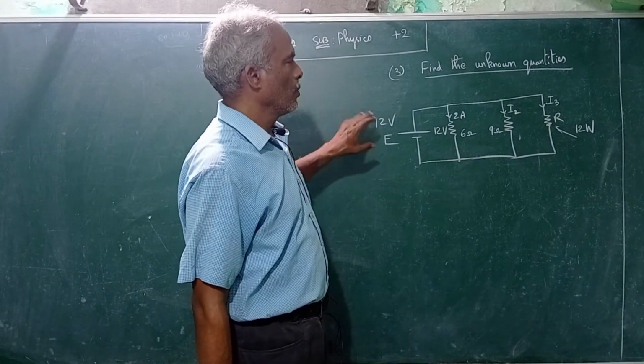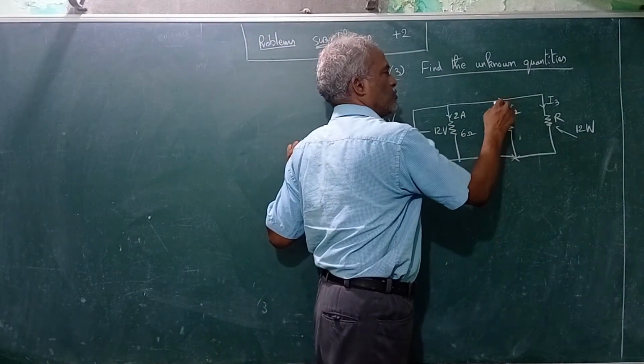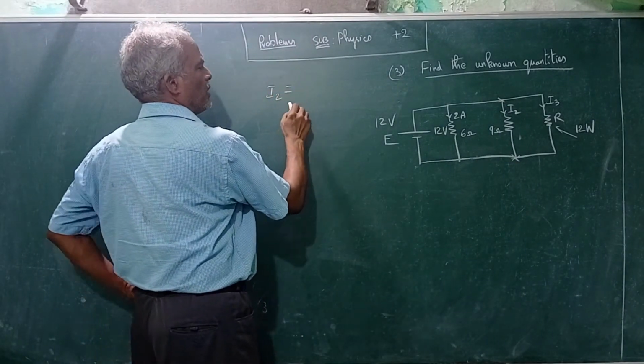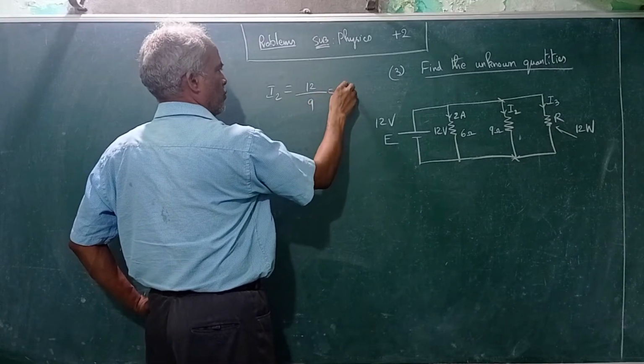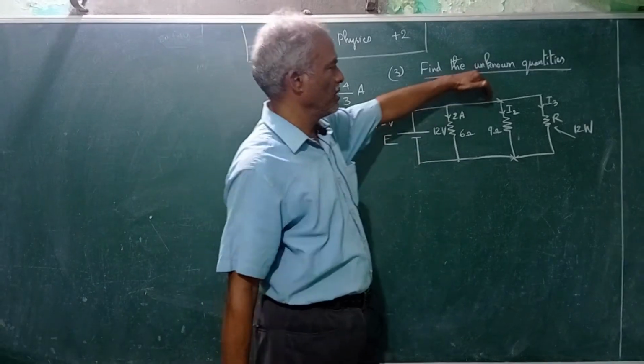Okay. Now we want I2. So that means the potential difference between these 2 points is 12. Therefore I2 is equal to V by R. V is 12 divided by 9. That is 3 4 times, 3 3 times, 4 by 3 ampere. That is the current flowing here.